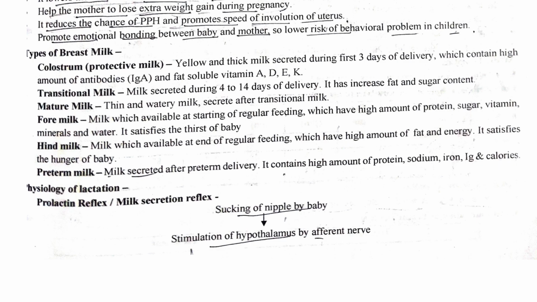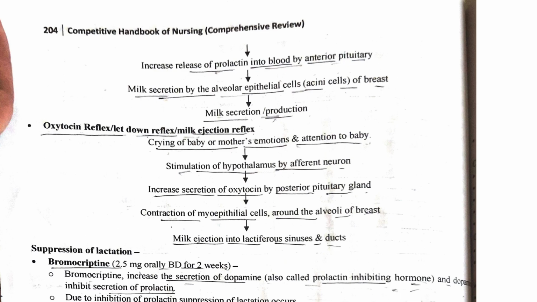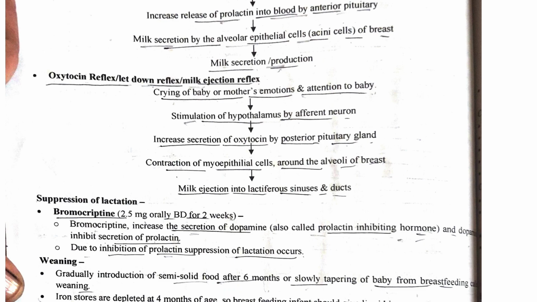Sucking of the nipple by the baby, then stimulation of the hypothalamus by afferent nerves, then increased release of prolactin by the anterior pituitary, and milk secretion by the alveolar epithelial cells, acini cells of the breast, producing milk. Then the oxytocin reflex, also called the let down reflex or milk ejection reflex.